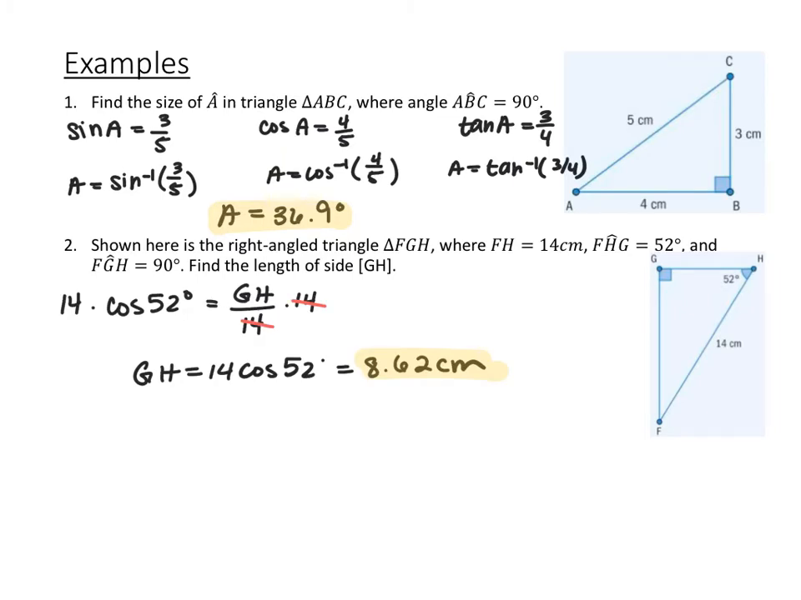So given the fact that we were given this angle here H, and we want to find this adjacent side, knowing the hypotenuse, adjacent and hypotenuse is cosine. So I set up cosine of my angle 52 degrees is equal to this missing side GH over my hypotenuse of 14. I want to solve for GH, so I multiplied both sides by 14. So side GH is equal to 14 cosine 52 degrees. Plug this in your calculator, you end up with 8.62 centimeters. So whichever side you have or you're looking for, use that trig ratio.